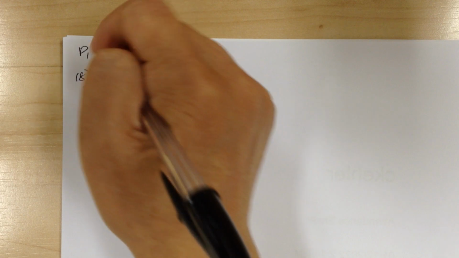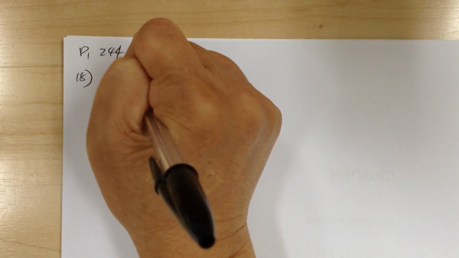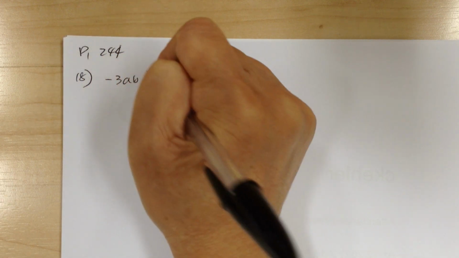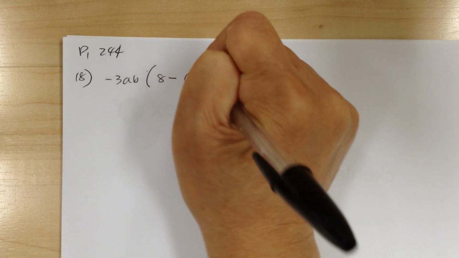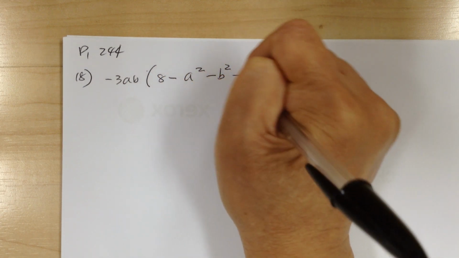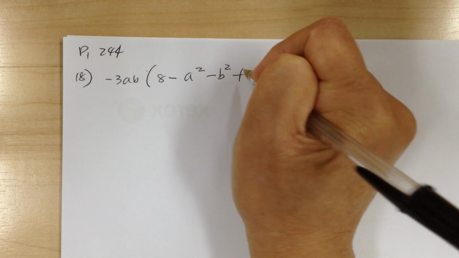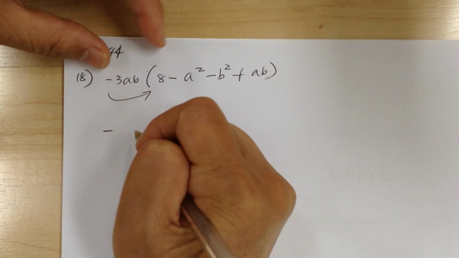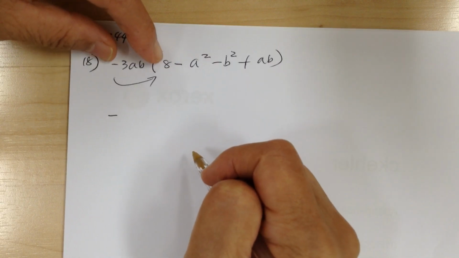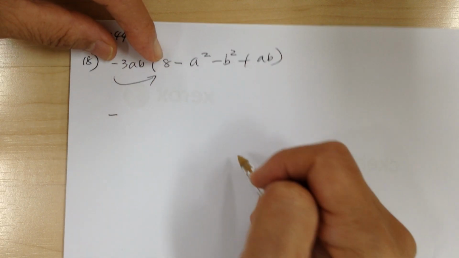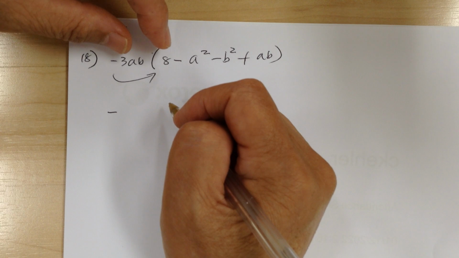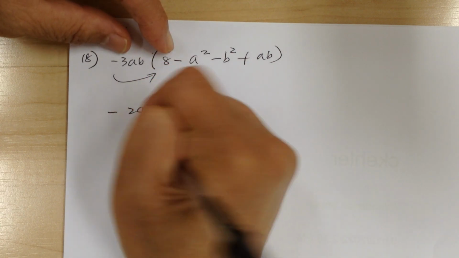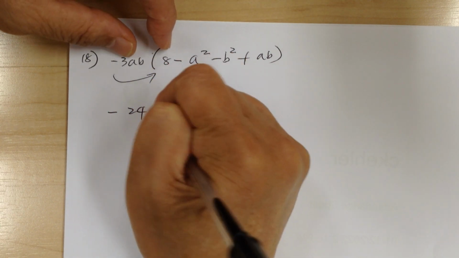Okay, number 18, you have minus 3ab times 8 minus a squared minus b squared plus ab. Okay, so again, that's going to distribute. So the sign is negative. Negative times negative is positive, right? Negative times positive is negative. So sign, then the number: 3 times 8 is 24. And then the alphabet, so it would be ab.